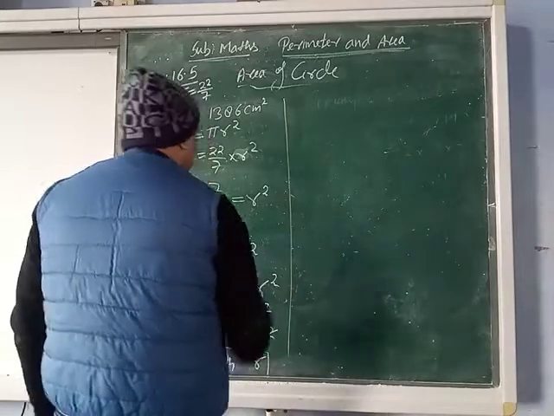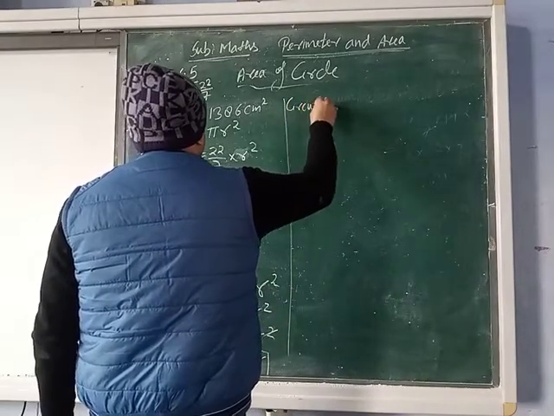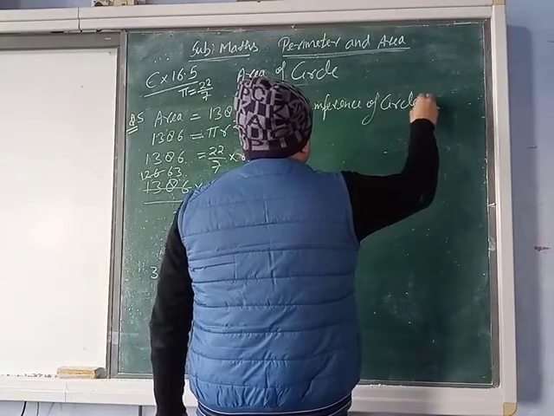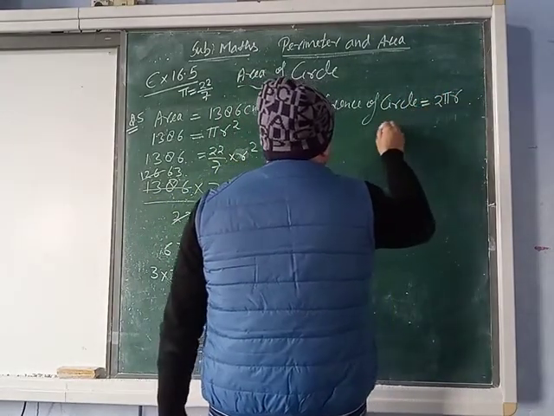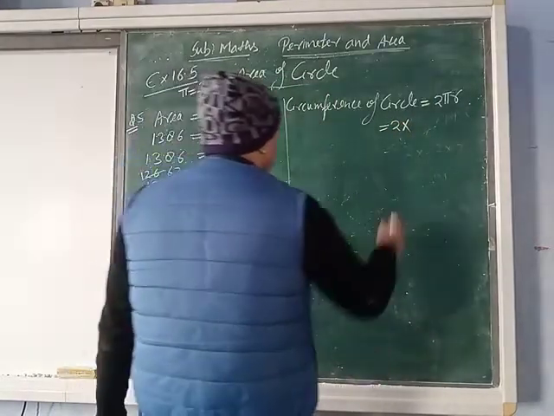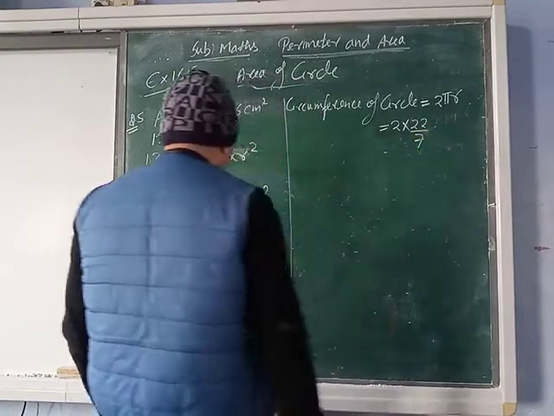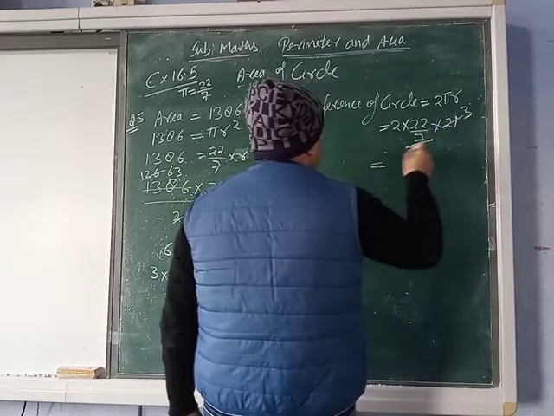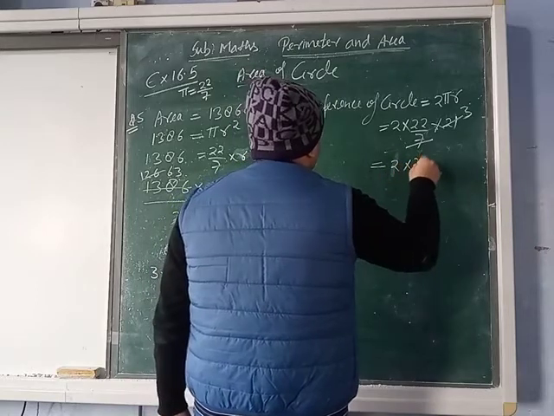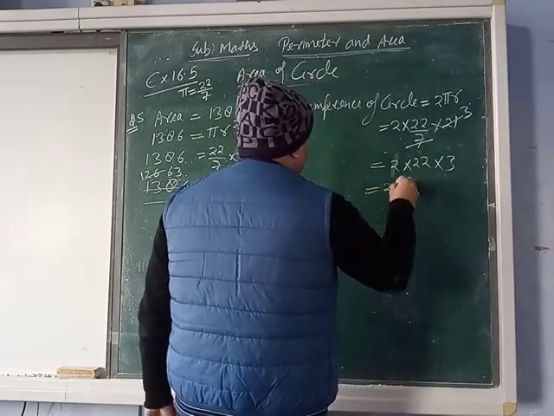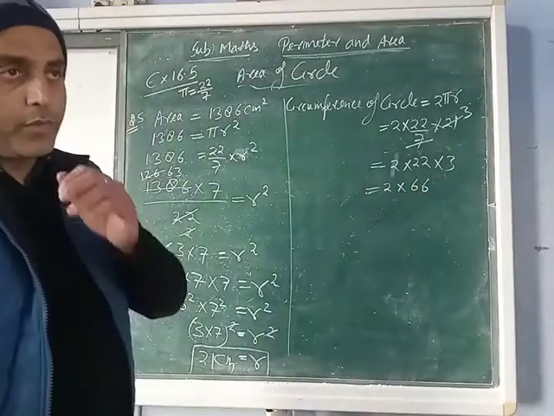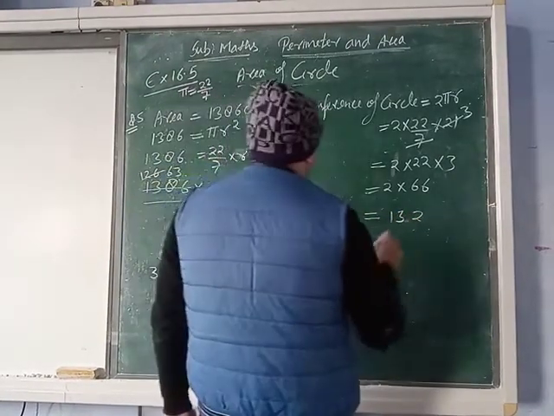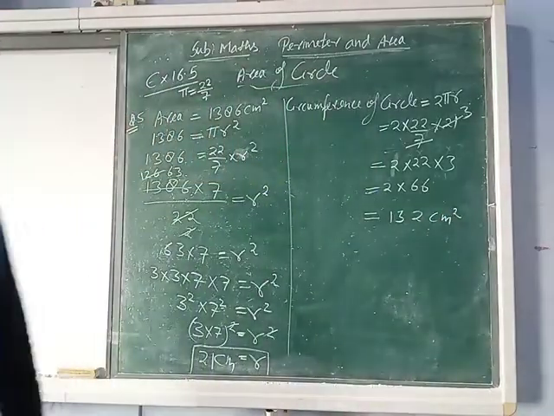Now the circumference of the circle is 2 pi r, and the value of pi is 22 by 7, and the radius is 21. 7 threes are 21, so 2 into 22 into 3, that is 2 into 66. Now 2 sixes are 12, so 132 centimeter.